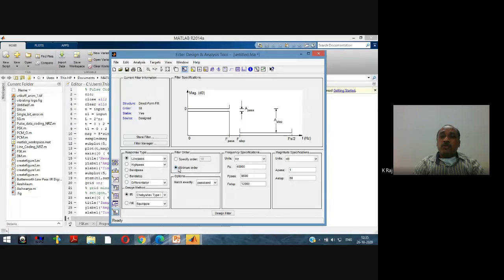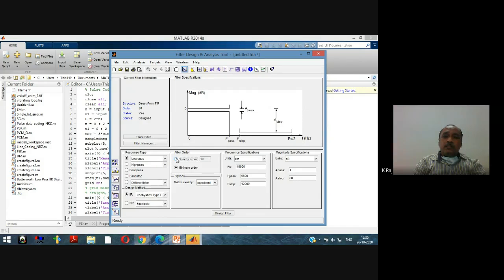Now, suppose we have selected this one, but we should always calculate the order from the given specification, that is, what is the pass band frequency, stop band frequency, and then what is the attenuation in the pass band, what is the attenuation in the stop band, and what is the sampling frequency. Accordingly, we have to calculate the order.